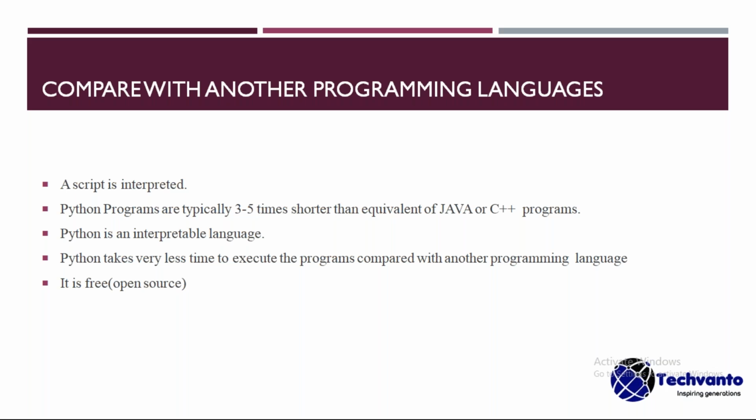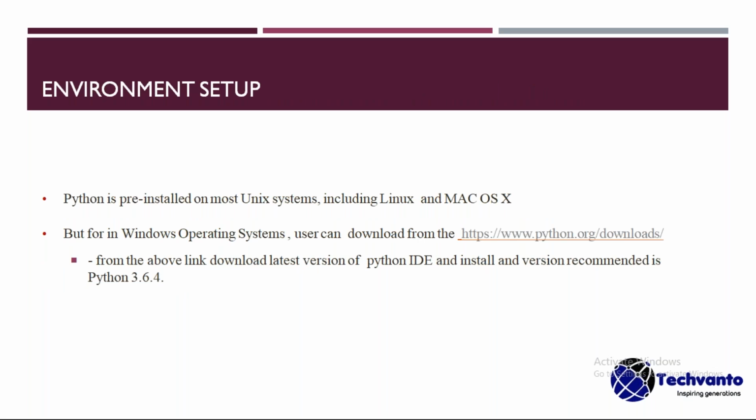Moving to the next slide, we are going to discuss how to install and set up the environment. Python is already pre-installed on Unix systems like Linux and Mac operating systems. But in Windows, it is not like that. You can download the Python IDE from the link I mentioned here and install the version. We are using Python version 3.6.4. We are currently working on that. It is a very good platform. You can work on that.